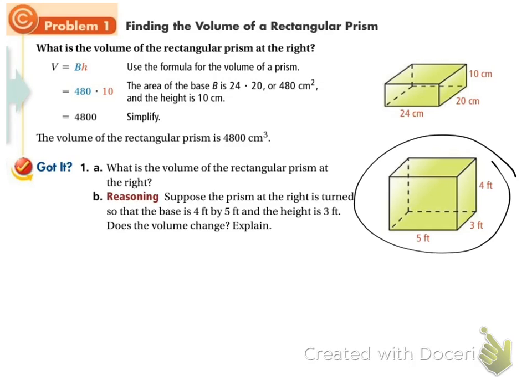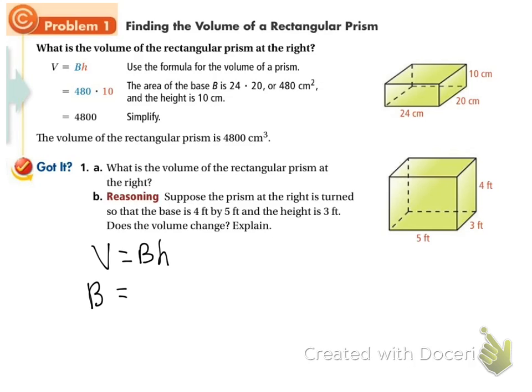So, we're going to find the volume of this rectangular prism. I'm just going to use a generic one. V equals BH. So, the area of the base, here's my base down here. It's a rectangle. Remember, the area of a rectangle is length times width. So, I'm going to do 5 times 3, which gives me 15, and we're working in feet, so feet squared. I'm going to plug that in up here. So V is equal to 15 times the height of the prism, which is 4 feet. And that gives me 60 feet cubed, or 60 cubic feet.